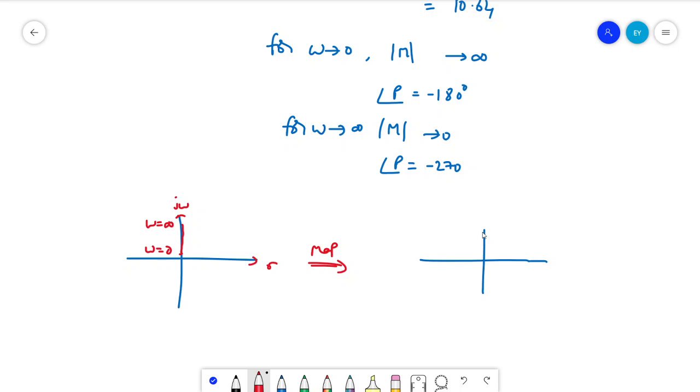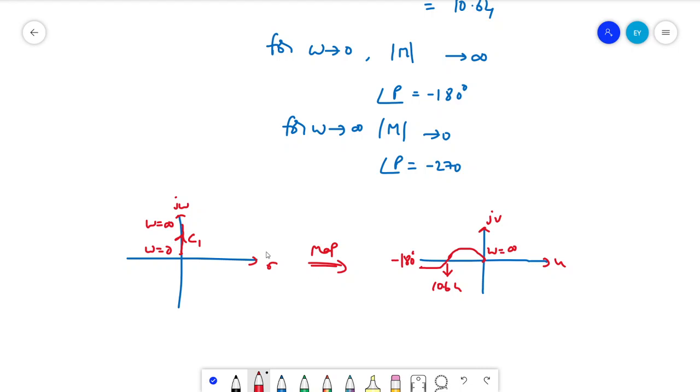In the Jv and u plane, the infinity part you can take here, because this is minus 180. You can take it here and intersect the real axis at 10.64. So this intersection point will be 10.64, and it will go to minus 270. Then omega is equal to infinity, it is making magnitude 0. So this is how the plot looks for C1.